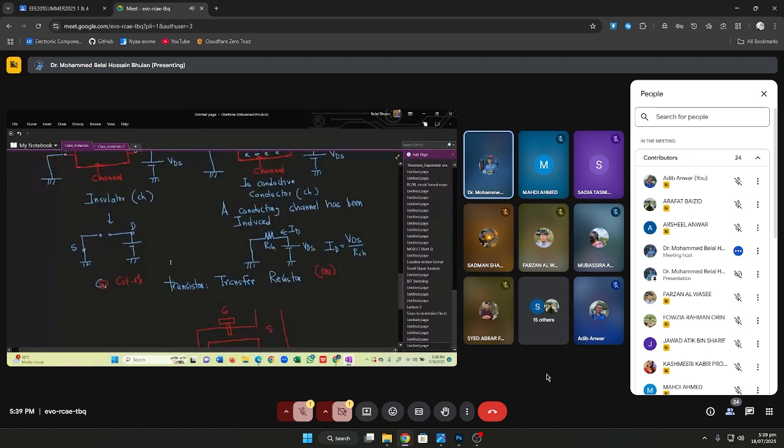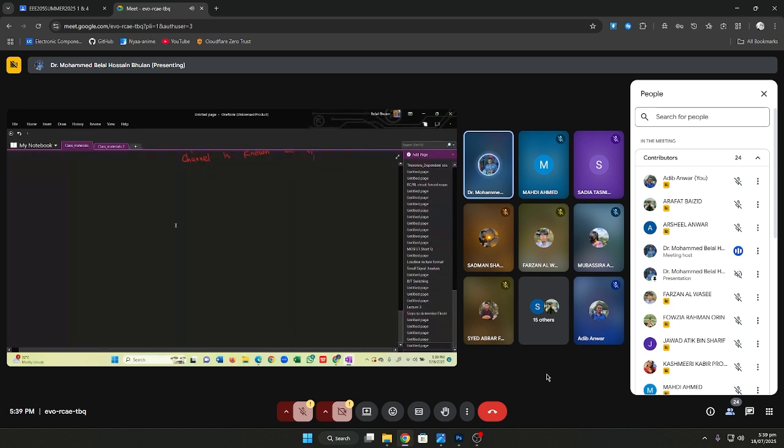Okay. So next topic, I'm going to find out the IV characteristics. First of all, we try to find out the relationship between ID and VDS for different values. For example, let's say we have got a MOSFET.